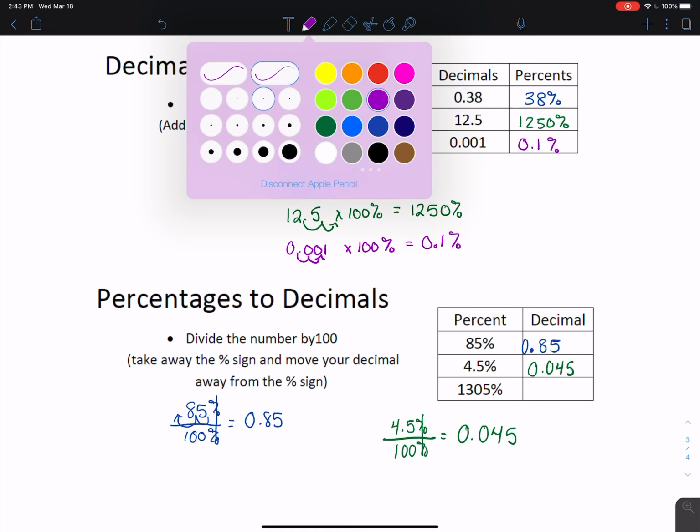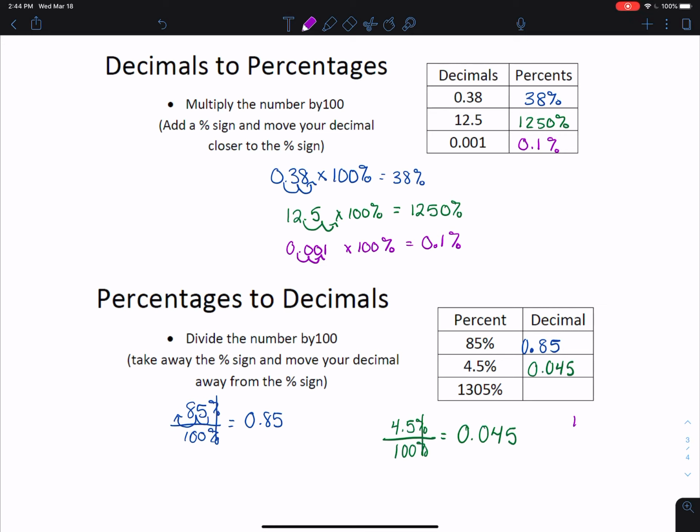And then if I look at that last example, we have 1,305%. We're going to divide by 100% to get it in decimal form. Those percents cancel out, and we end up with 13.05 in our decimal form.